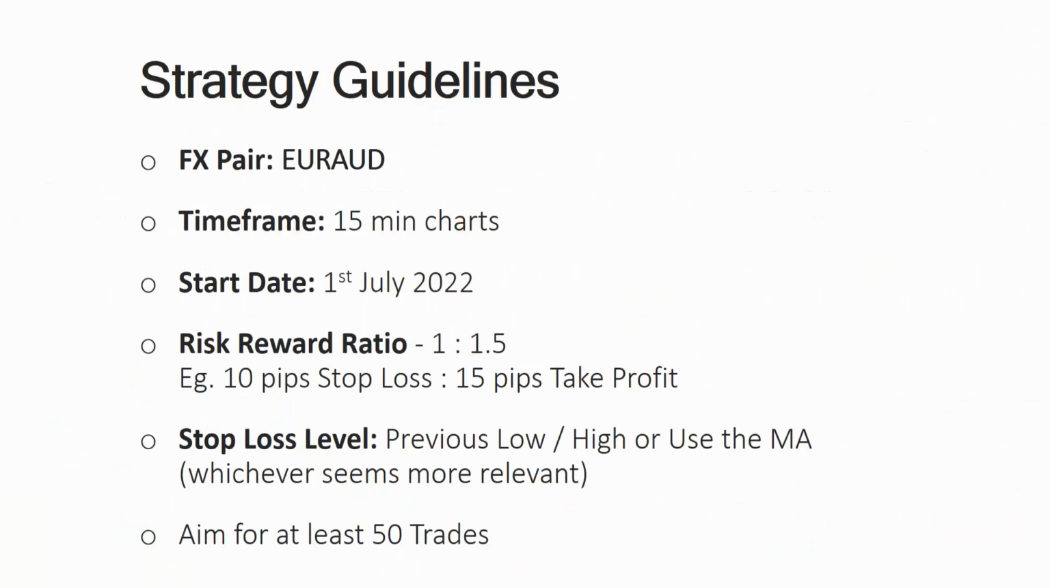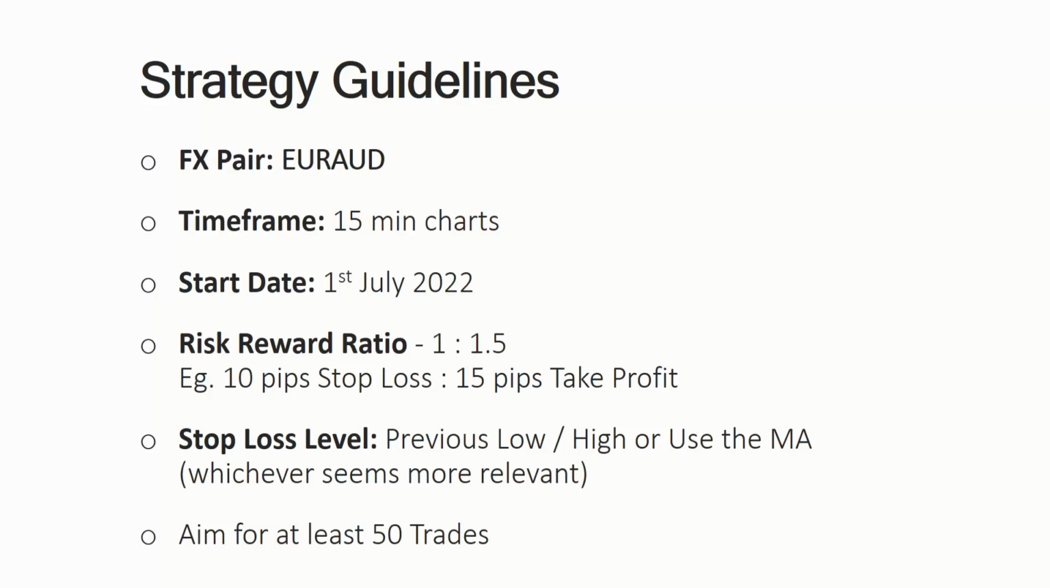Now here are the strategy guidelines. So I'm going to use the FX pair Euro Australian dollar. The time frame will be 15-minute charts only. And I'm going to start the experiment from the 1st of July 2022. Now the risk reward ratio, I'm going to use 1 to 1.5. So what this means is if I am risking 10 pips, so that's my 1R risk, the reward ratio will be 1.5, which means that I would get 15 pips.